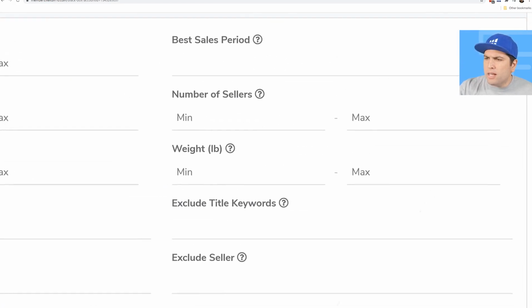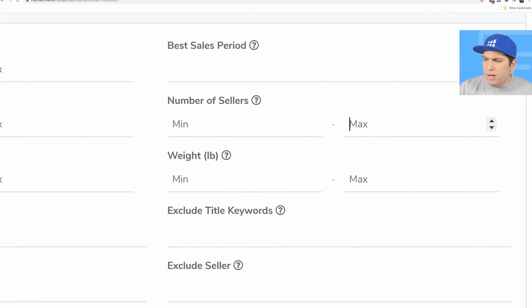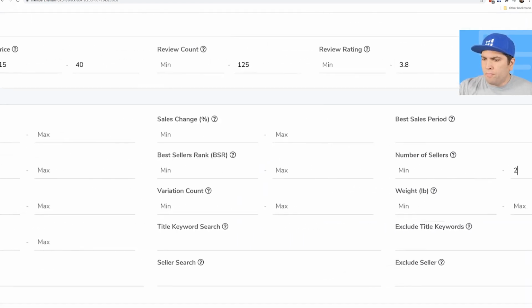A couple other things, let me go ahead and put here. I want to put here a max 2 sellers. I don't want to have a whole bunch of wholesale products or arbitrage products. Usually with those, you'll see like 20, 30, 40 sellers sometimes because they're all selling Nike shoes or something, right? I'm looking for private label products.